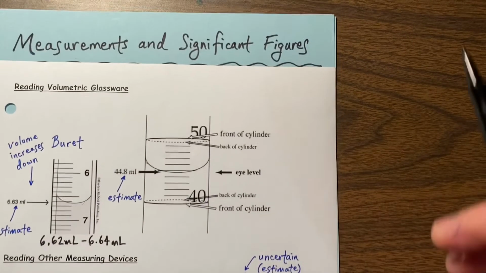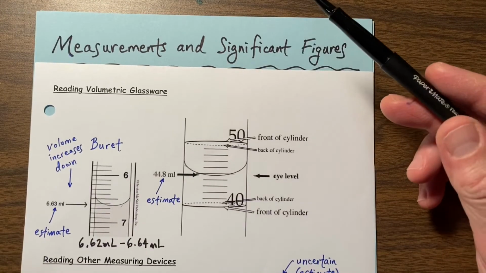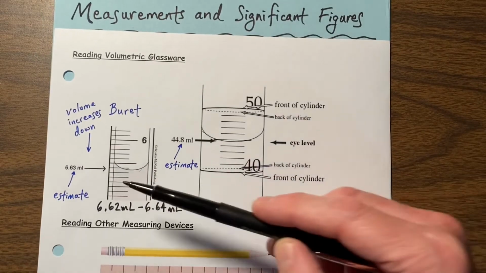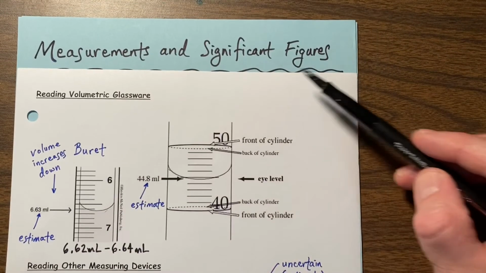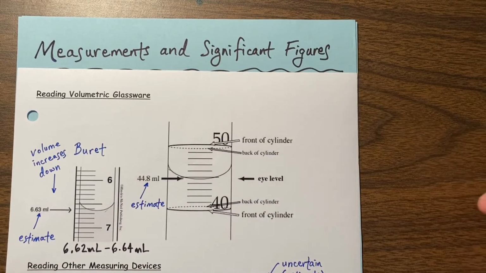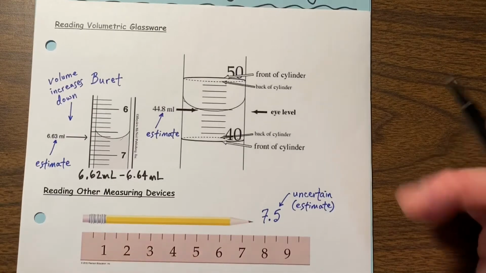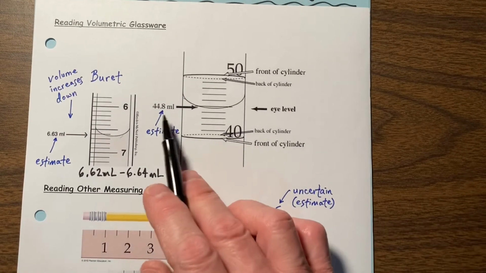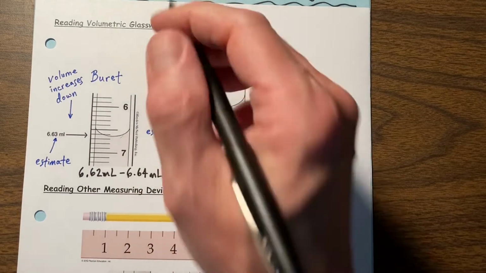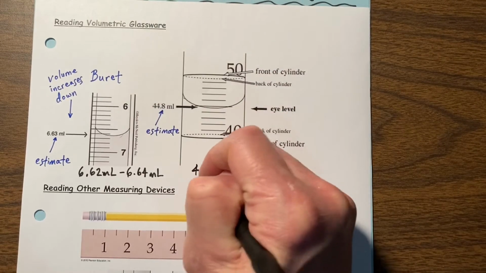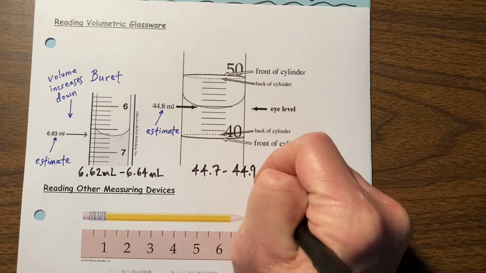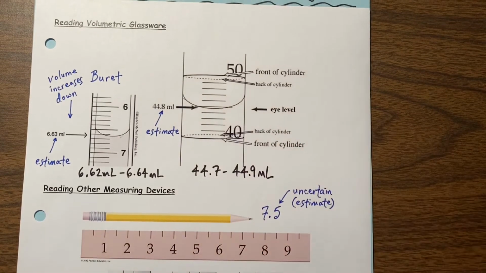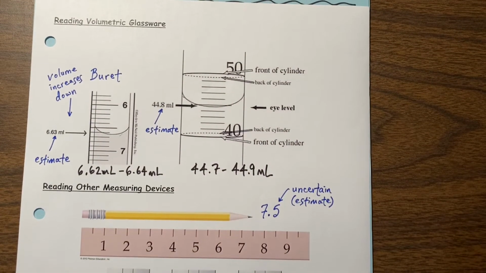The other part of this chapter we're talking about is not only how you should properly make measurements, but you should also be able to keep track of the significant figures. The significant figures simply mean all the important numbers that go into a measurement that all have meaning. So a reasonable estimate for this volume could be anything between 44.7 to 44.9 milliliters. Those would all be acceptable answers.